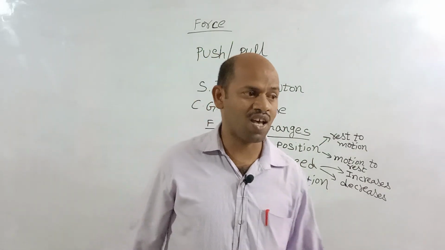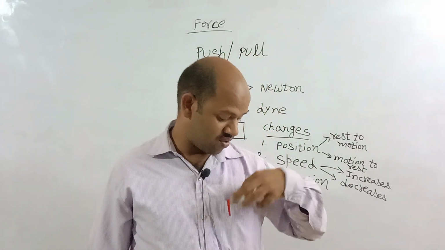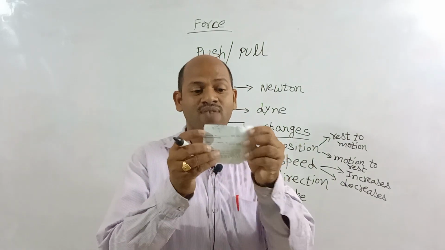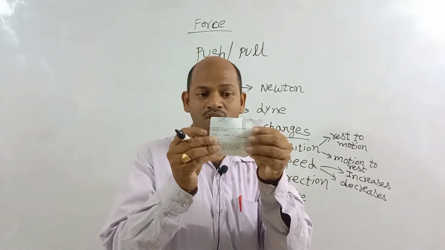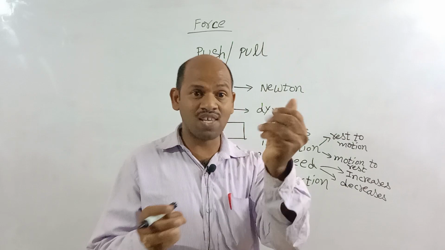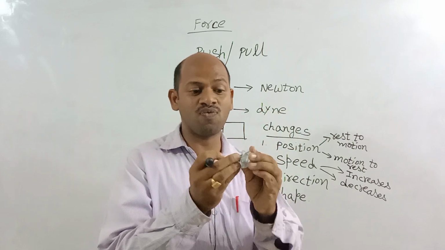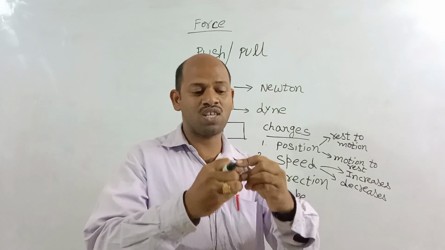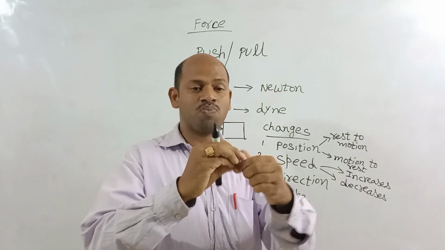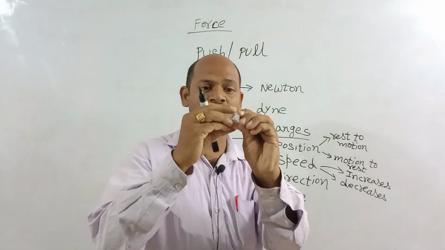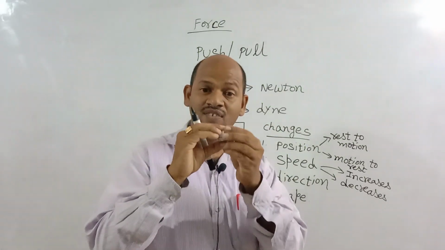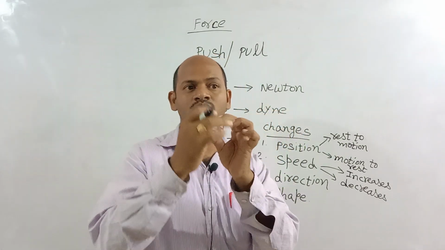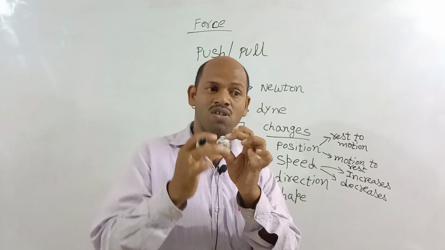Suppose, for example, I take a paper. This paper looks like which shape? Rectangular shape. But when I apply some force, it changes into which shape now? Observe that it changes into some spherical shape or circular shape. So when I apply some force, there is a change in its shape also.